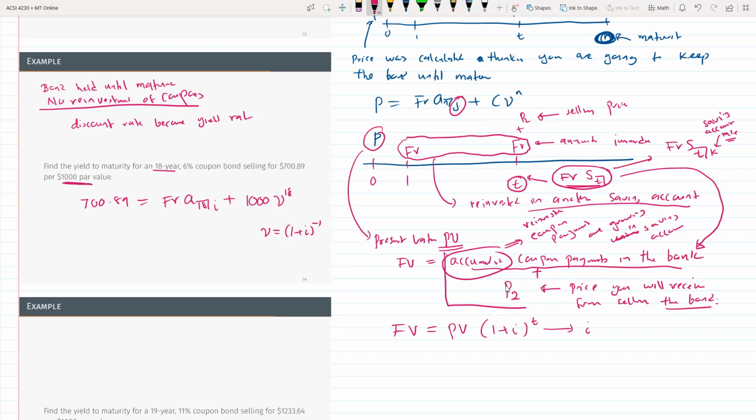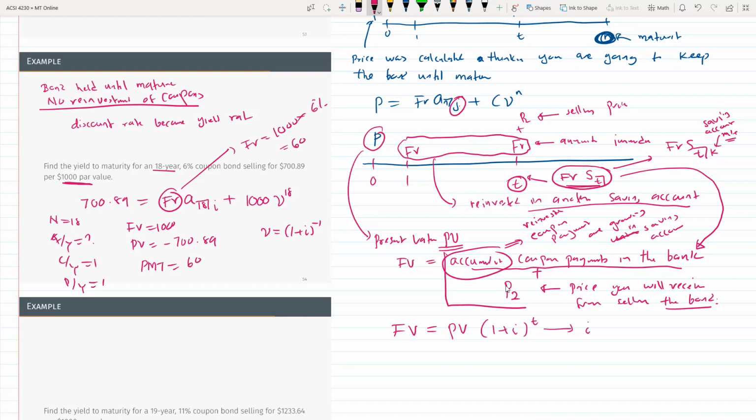So what you do, you enter this into the calculator. Basically you would say N is 18, I/Y is what you want to find, compounding per year 1, payments per year 1, future value is 1000. Present value you have to enter as negative because you have to pay. And then solve for payment. What's the payment? The coupon amount. It is 1000 times 6%, which is 60.